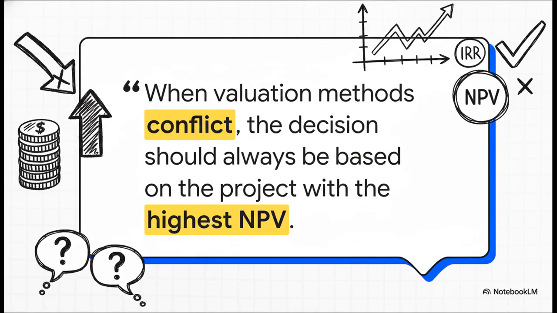And that brings us to the ultimate tiebreaker, the golden rule you absolutely must remember for the exam. On the rare occasion that IRR and NPV give you conflicting answers on mutually exclusive projects, who wins? The answer is NPV, always. The decision should always be based on the project with the highest net present value. It is, hands down, the most reliable measure of how much wealth a project will create.